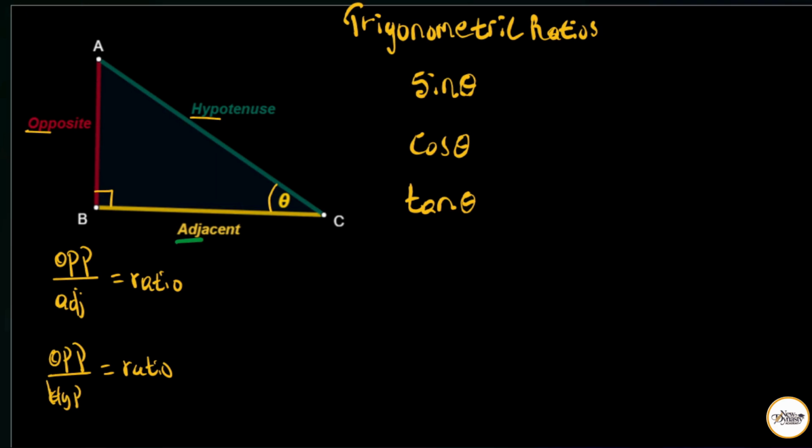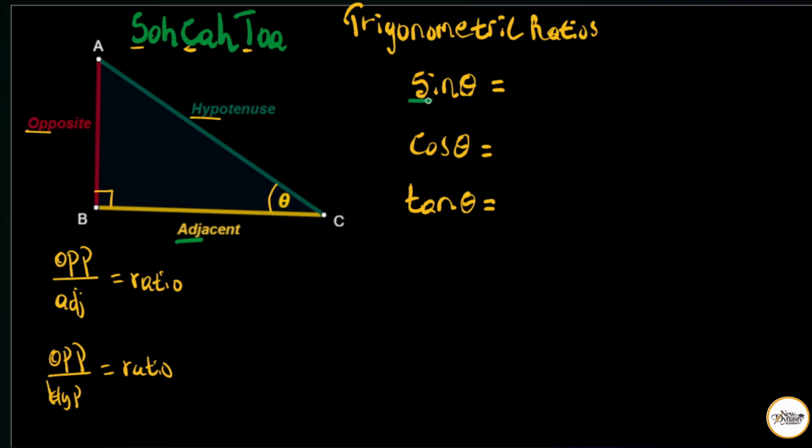Now, to be able to remember or to know exactly how we are going to write our trigonometric ratios, there's a way for us to be able to remember them. We're using an acronym called SOHCAHTOA. So that is the acronym that is helping us to be able to remember our trigonometric ratios. The S, the C, and the T there.